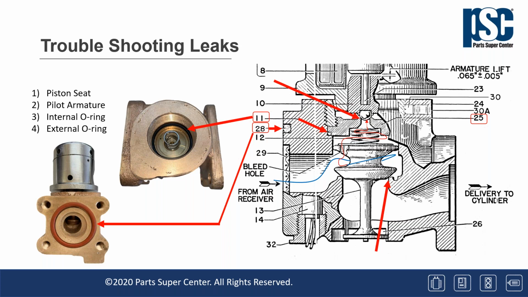So if air is leaking past the piston seat, you'll be able to feel or detect it coming out of the exhaust port on the bottom of the valve. You can actually put your hand underneath there and feel it. You can also at times hear it. It'll make a hissing sound. Or if it's a slight air leak, you can put a piece of paper under there and you'll actually see it blowing as the air leaks out.